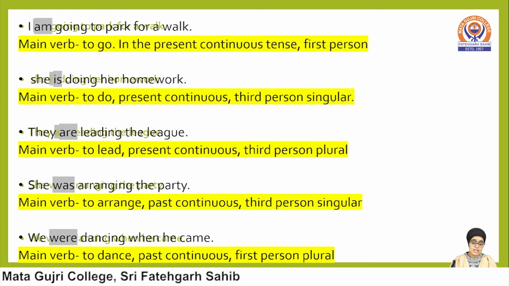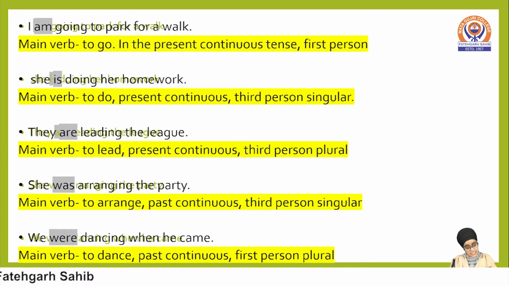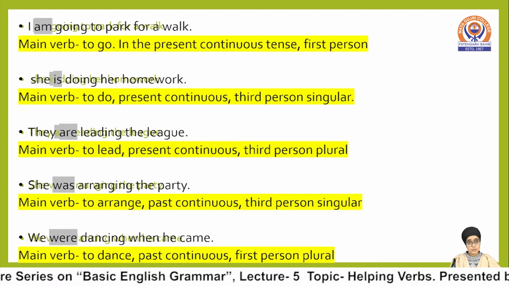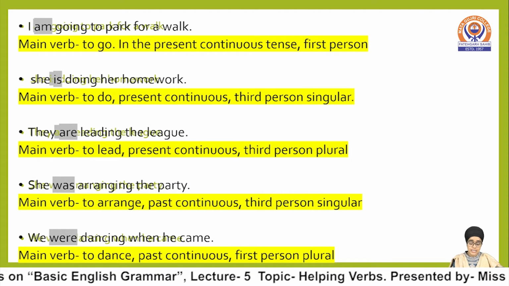Next, she was arranging the party. So the main verb is to arrange, used in the ing form. We are talking about third person singular, and the helping verb to be used here will be was. We were dancing when he came. So we were dancing. Something which was happening in the past was continuing in the past.